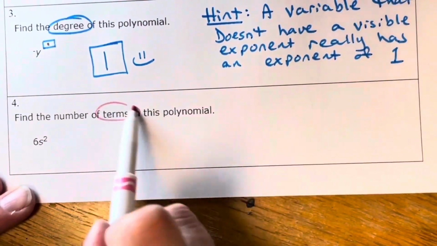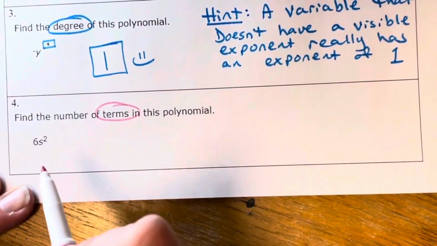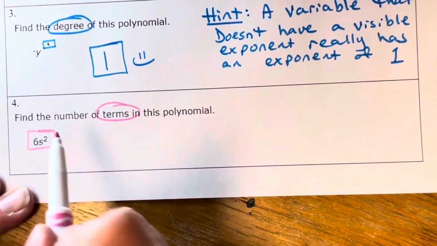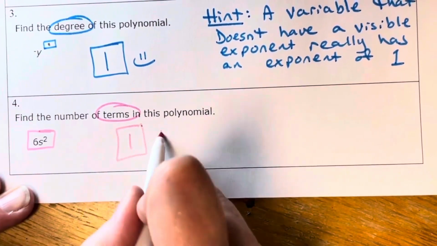In our fourth example, how many terms do we have? How many number chunks do we have? Oh, I just have the 1. And that's it.